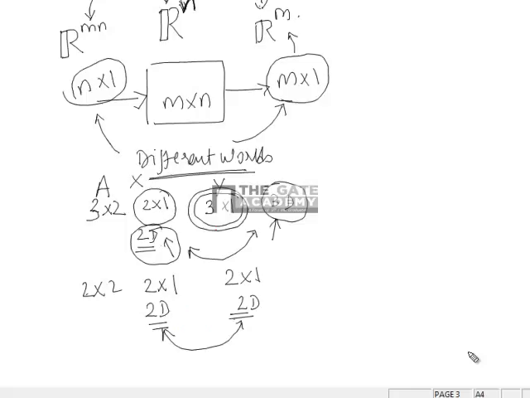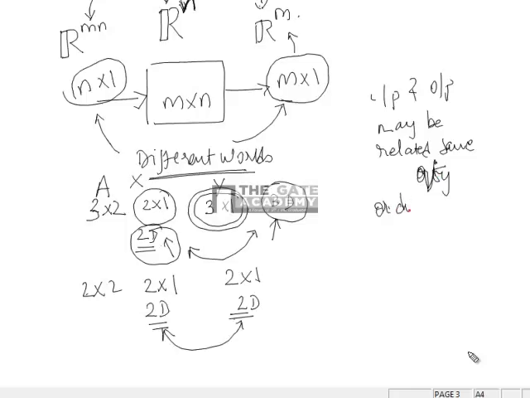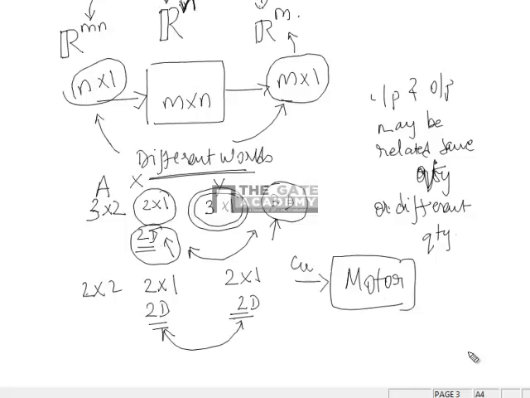In terms of a system, what does that mean? Input and output may be related to the same quantity, or different quantities. What does this mean? Different quantities. Say for example, I take a motor as my system. What is the input to the motor? I give current. And what is the output? I get mechanical motion, correct? Mechanical motion.